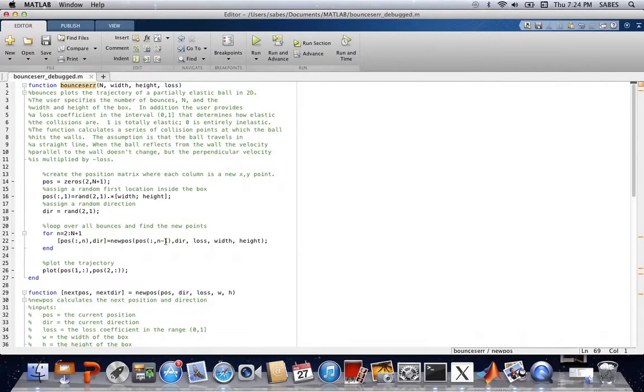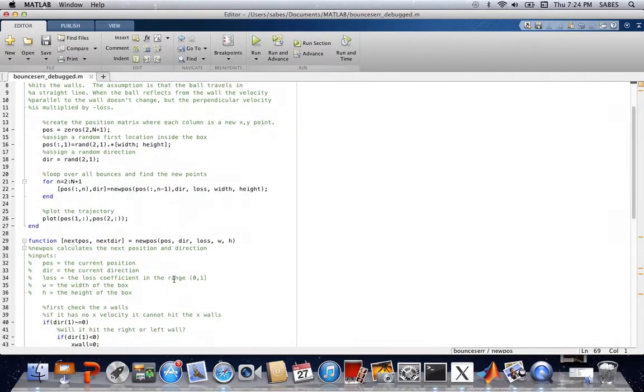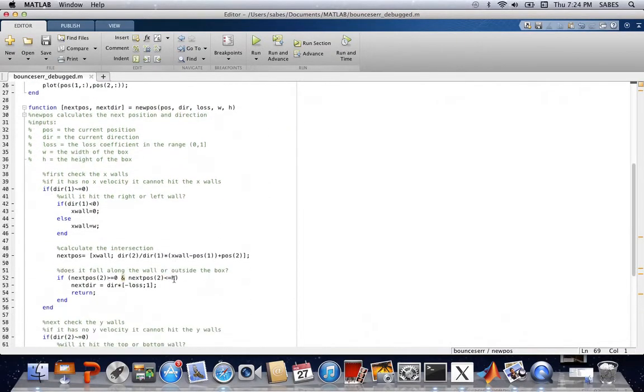Once we have the positions, we assign a random direction. Then we have this function which takes in all these parameters and gives us the new position. So finally we plot the positions. Then this is the function which is the core of this program, it seems, and it takes in these parameters, this function called newpos.